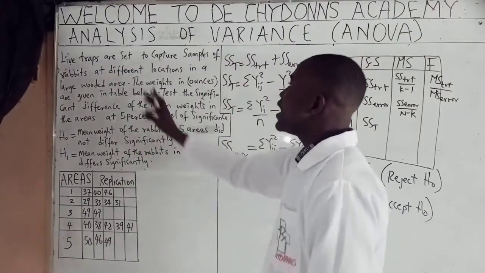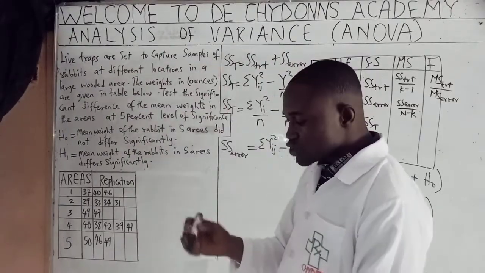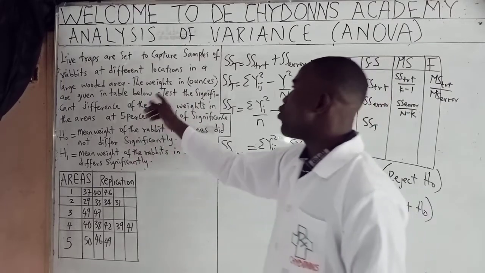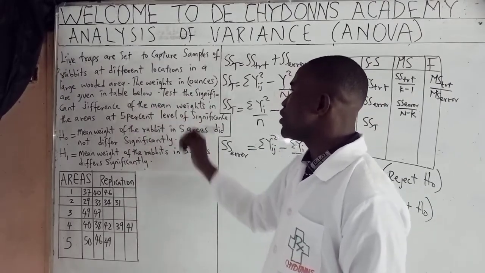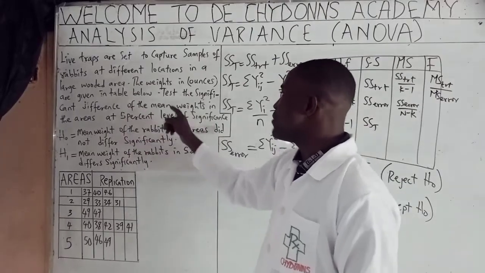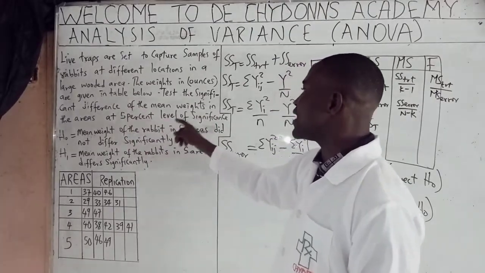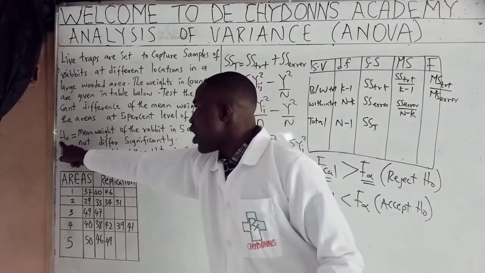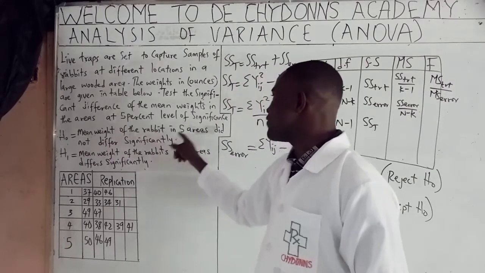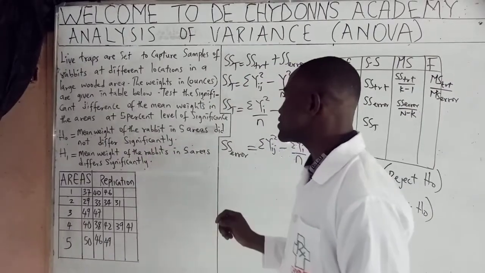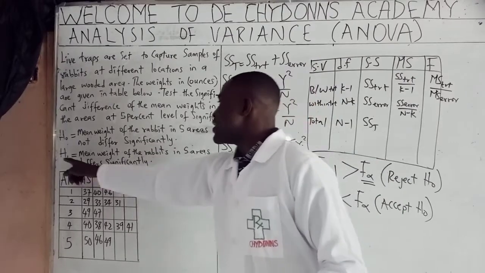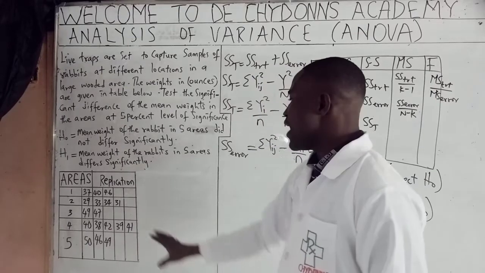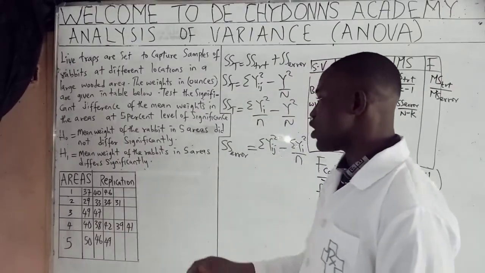The question says, live traps are set to capture samples of rabbits at different locations in a large wooded area. The weights in ounces are given in the table below. Test the significant difference of the mean weights in the areas at 5% level of significance. Then they say take the null hypothesis to be that the mean weight of the rabbits in 5 areas did not differ significantly. Then this is the alternative hypothesis, mean weights of the rabbits in 5 areas differ significantly. And they gave us a table of values or readings.